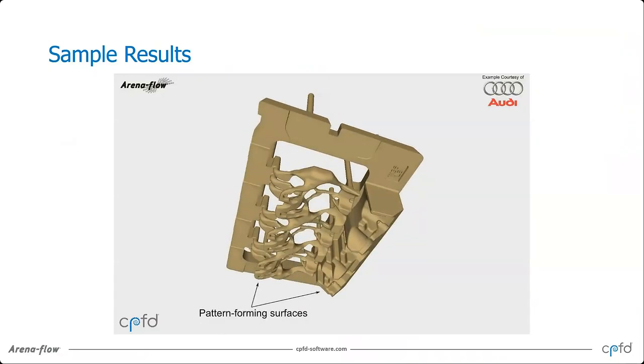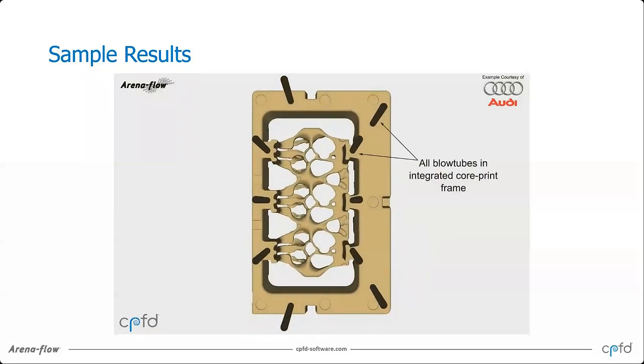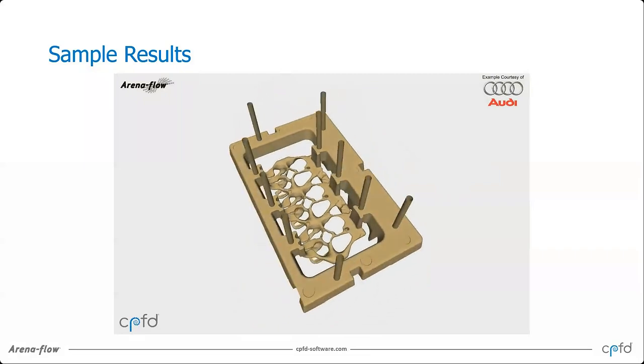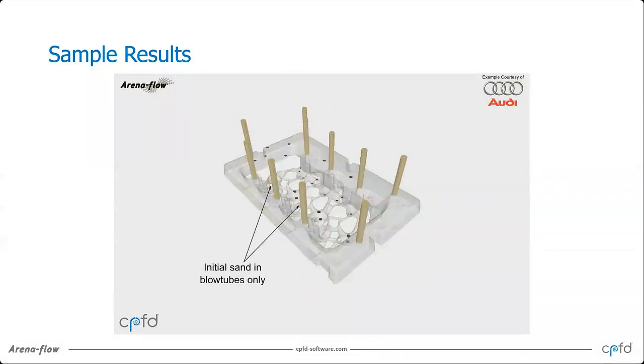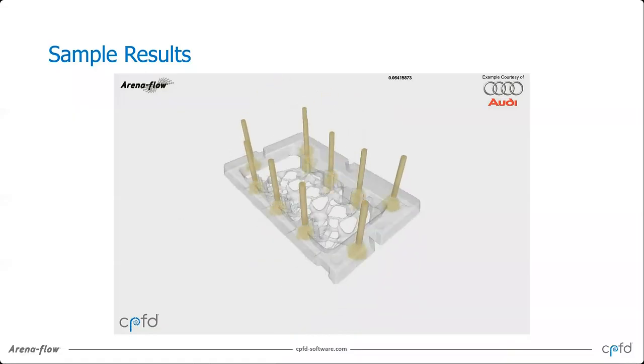So here is a video showing ArenaFlow used for the core. The pattern forming surfaces are in the middle. All these tubes, in this case, are an integrated core print. It's cold box process, so the sand begins the blow in the tubes. The air escapes through individual vents. And then we begin to look at how it's filling.